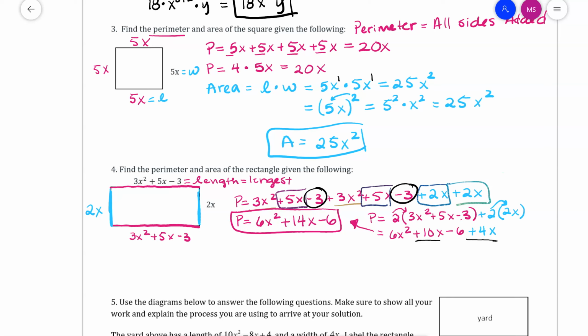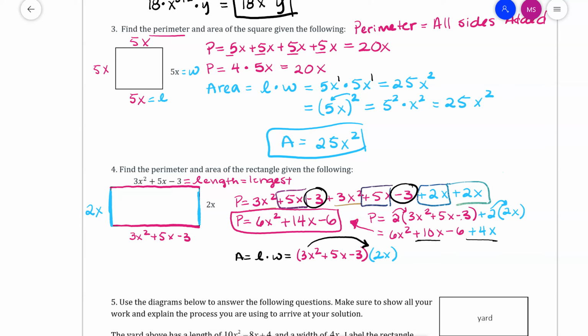All right, next is going to be area. So area equals length times width. So basically we have the pink portion, which is 3x squared plus 5x minus 3. And we are multiplying that with the blue, so 2x. All right, normally the monomial, the one term, this blue is normally in the front. Order doesn't matter, just as long as you're still distributing. So you're going to distribute this trinomial to this monomial.